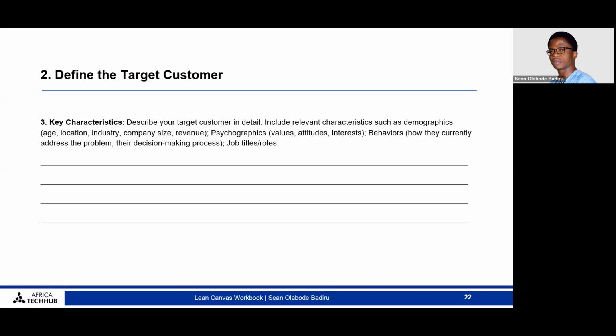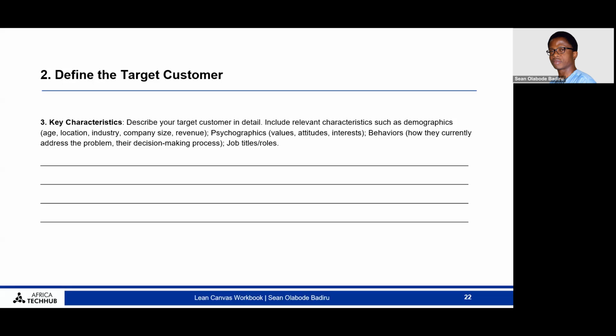Which industry are they now? Service industry, restaurants, retail, small contractors, etc. Those tiny clusters. Okay, let's further describe all of these customers in detail. Let's include relevant characteristics, their demographics. You are talking about their location, company size, revenue, industry, age, their psychographics, attitudes, interests, values.